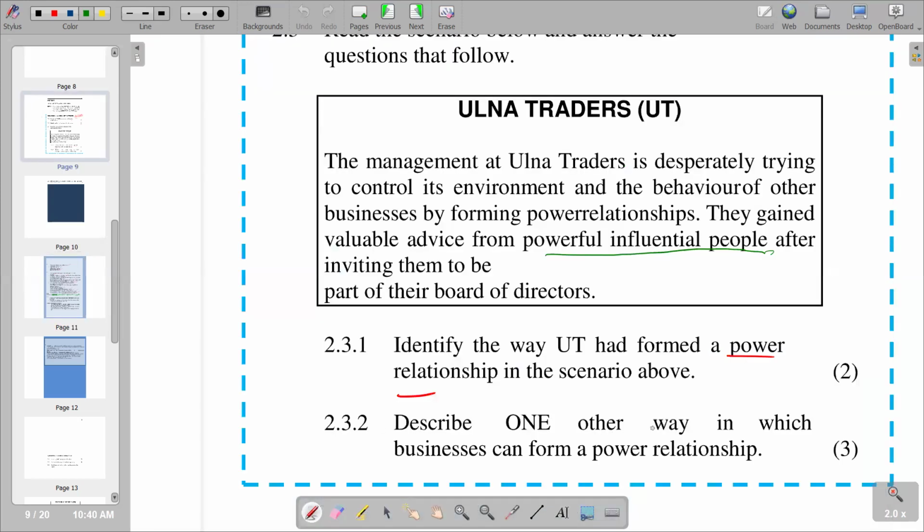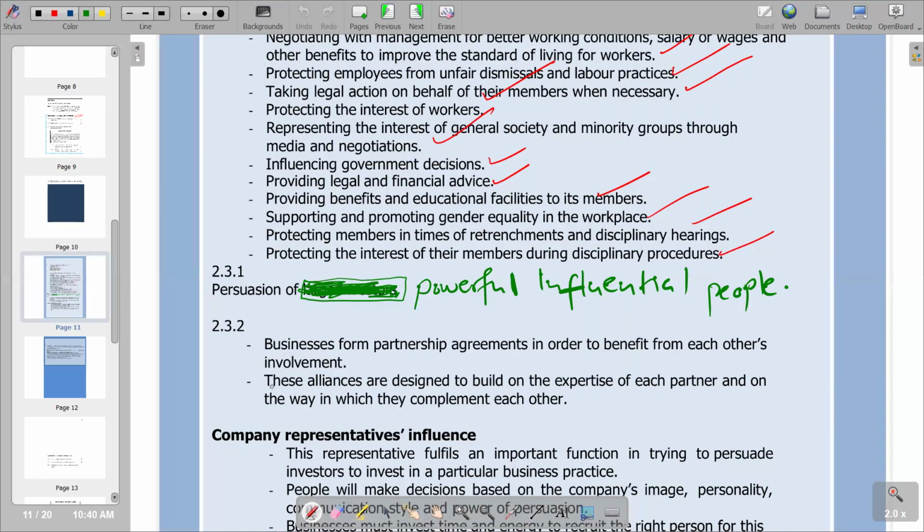So we go to the next part of the question, which is 2.3.2. Describe one other way in which businesses can form a power relationship. So we've got other ways that we can engage in the formation of a power relationship. We go there to see the response. We also have a company representative's influence. On top of that, businesses form partnership agreements in order to benefit from each other's involvement. These alliances are designed to build on the expertise of each partner, and on the way in which they complement each other.